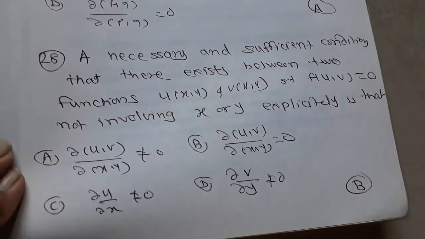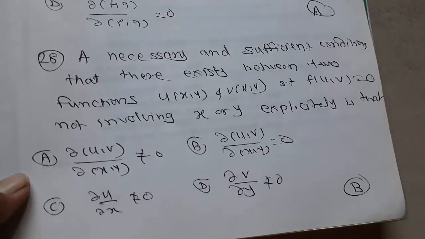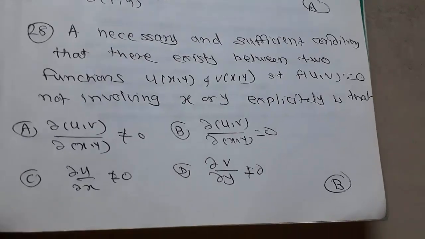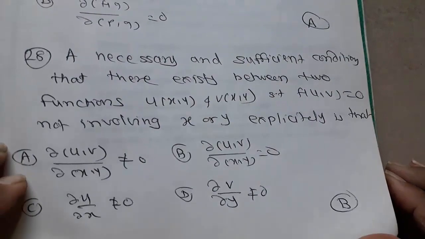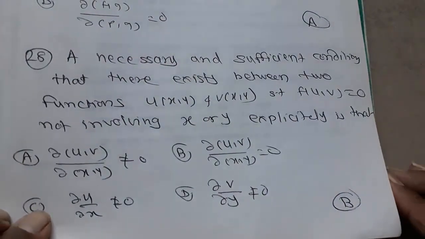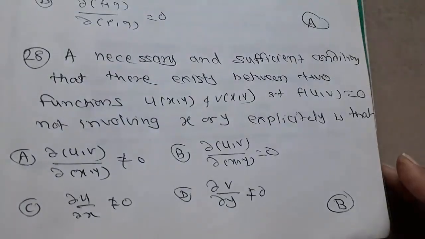28. The necessary and sufficient conditions that there exists a relation between two functions u(x,y) and v(x,y) such that f of uv equal to 0, not involving x or y explicitly, is that: A, dou uv by dou xy non-zero; dou uv by dou xy equal to 0; dou u by dou x not equal to 0; dou v by dou y not equal to 0. Condition B is correct, that is dou uv by dou xy equal to 0. This is a correct condition.